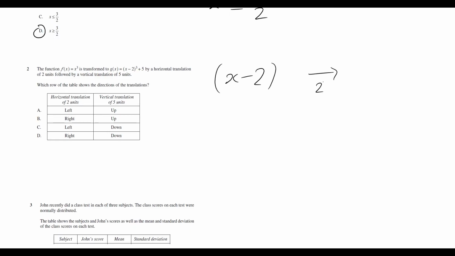If you're not fully comfortable with that yet, I would highly recommend you go and check out Desmos, the online graphing software, and try mucking around with all these different functions and see exactly what happens. But we should be fairly comfortable with that by now. So we know that that will be shifting it to the right, so our options are between B and D. And if we add 5, that's just going to shift it upwards by 5. And so we see that question 2 will be B.